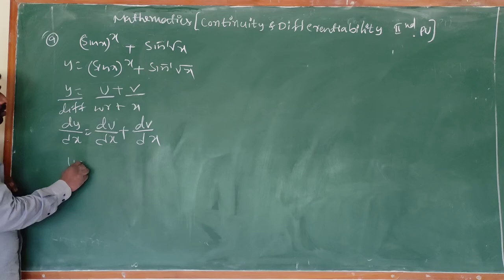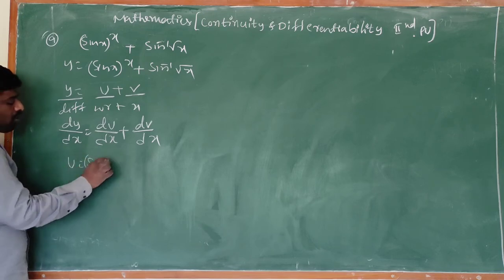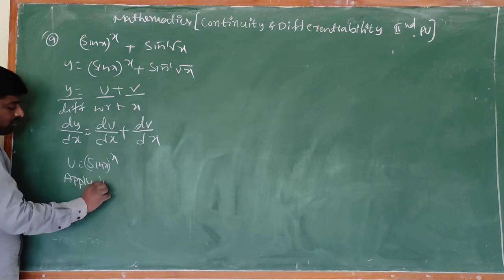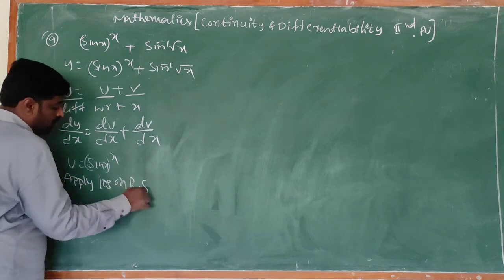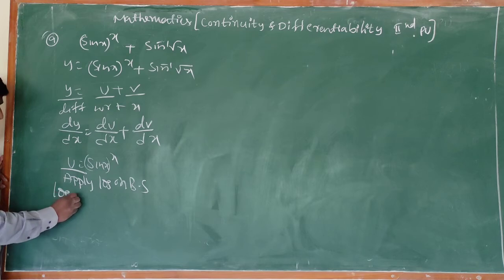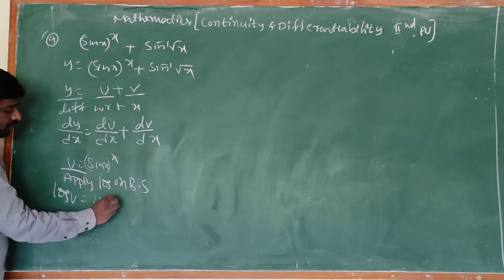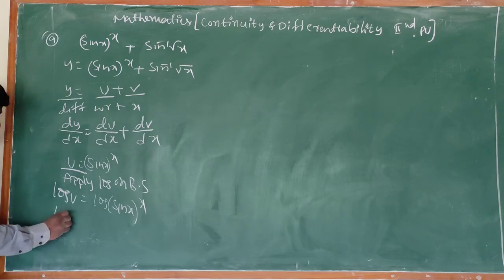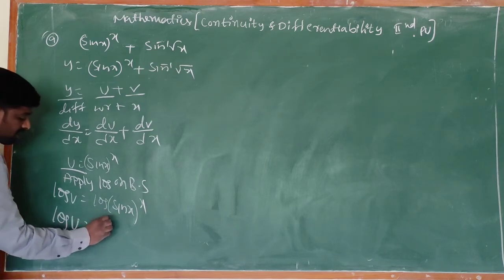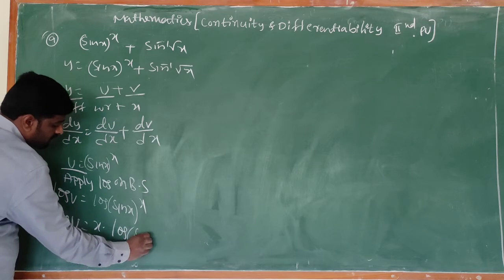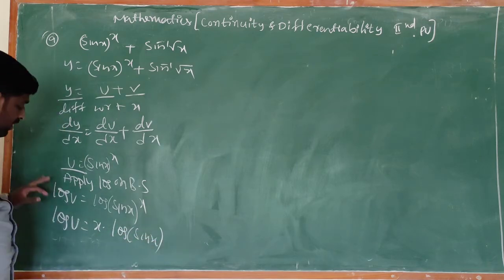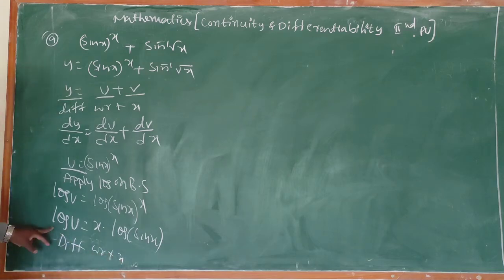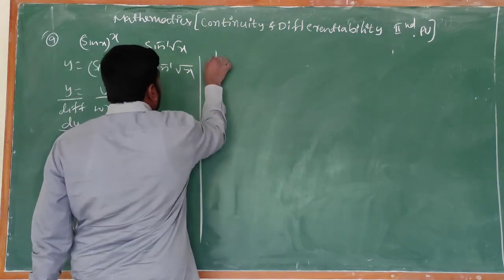So now u is equal to (sin x) to the power of x. Apply log on both sides. So log u is equal to log of (sin x) whole to the power of x. Log u is equal to x into log of sin x. So now differentiate with respect to x. Log u differentiation is 1 by u.